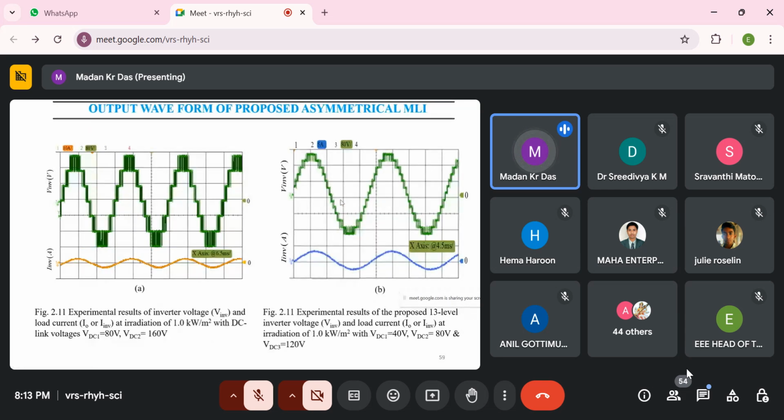And now for the proposed inverter, this is the hardware experimental output result of the 7-level inverter, and this is the current, and this is the 13-level inverter, and this is the current. So we have discussed the experimental results here.